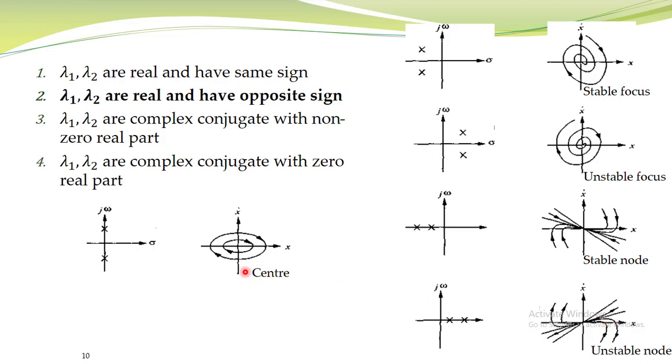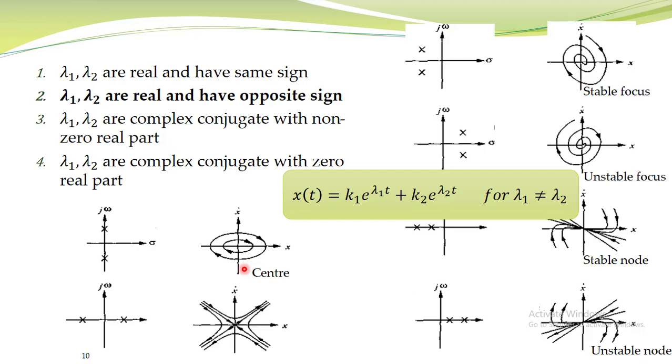This type of phase portrait is called center. It implies oscillatory behavior in time domain. And this kind of phase portrait is called saddle. Only for a certain set of initial conditions, trajectories will reach the equilibrium point. For all other initial conditions, response will become unbounded. Practically, saddles are also unstable.